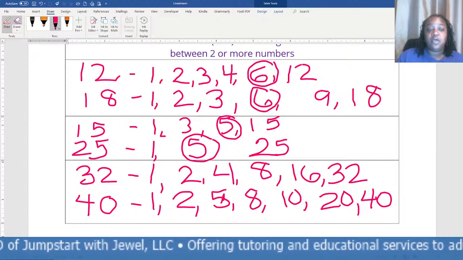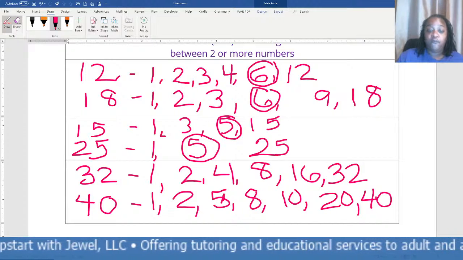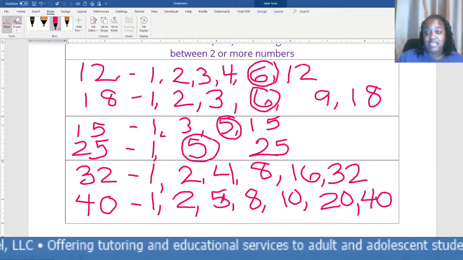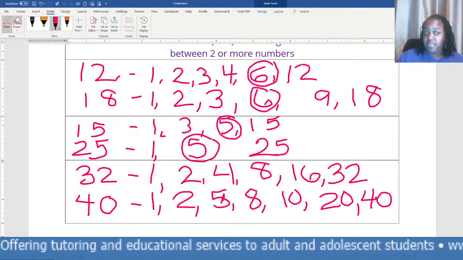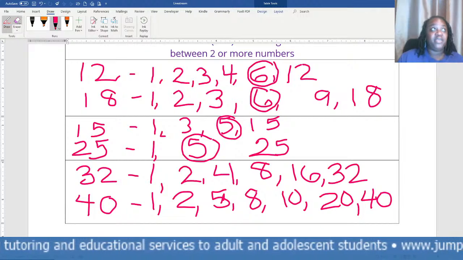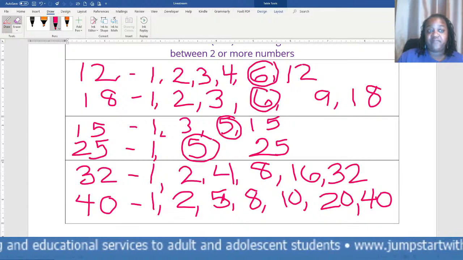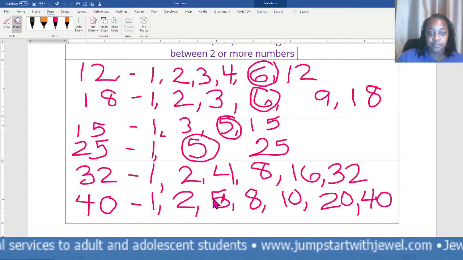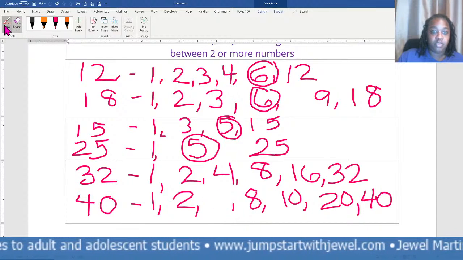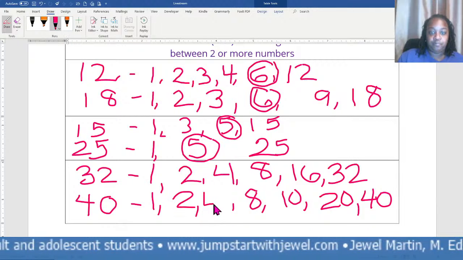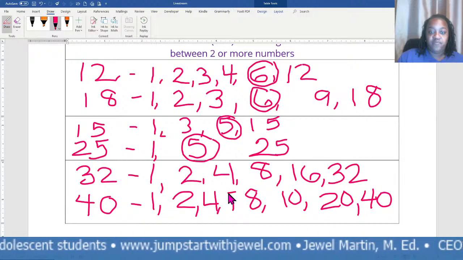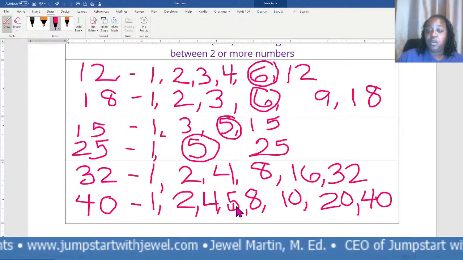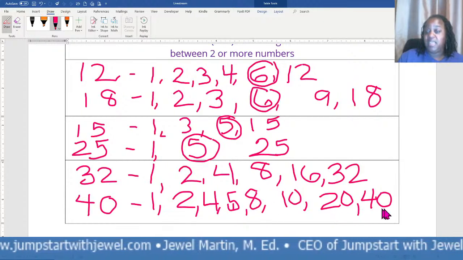Okay, so the factors of 40 are 1, 2, 4. I forgot to put 4 in there. 4, 5, 8, 10, 20, and 40. Something's going on with my system here, I think it's because of the storm. There's some flooding in this area. It won't let me. Oh, wait a minute. I just updated. Oh, good. Now I can add my 4 and 5. There we go. So 1, 2, 4, 5, 8, 10, 20, and 40.